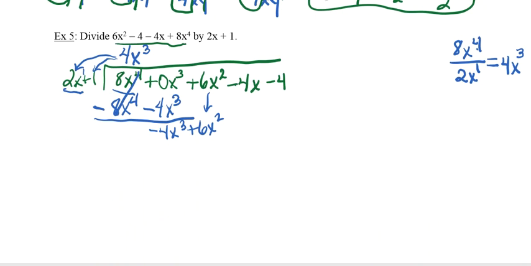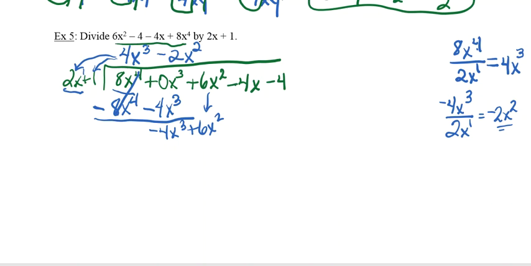Okay, so now I'm trying to take 2x into the next, and I only look at the beginning part, so I'm only going to look at negative 4x cubed. Negative 4 divided by 2 is negative 2. X to the third divided by x to the first is x to the second. So this is what goes up here on top. So I'm essentially making a list of the answer pieces up here on top.